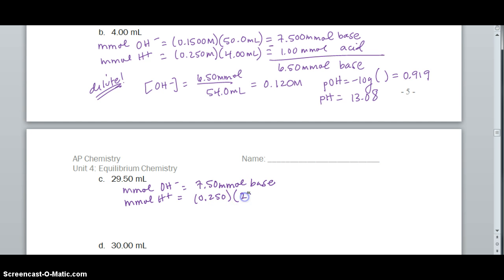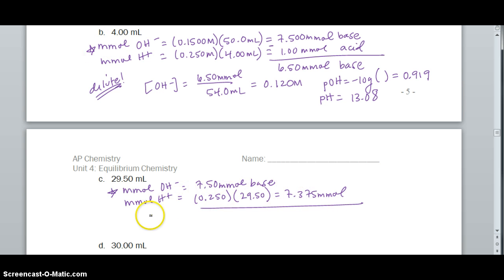The volume added is 29.50. So now the millimoles of acid is 7.375. So now we're really approaching the equivalence point because we're almost to the point where moles of acid equal moles of base. But again, what's still in excess? The OH is in excess.